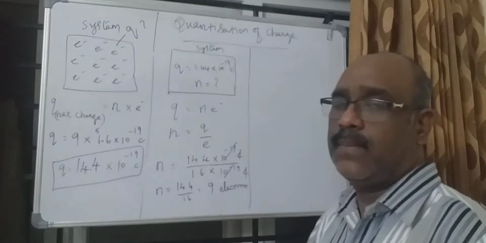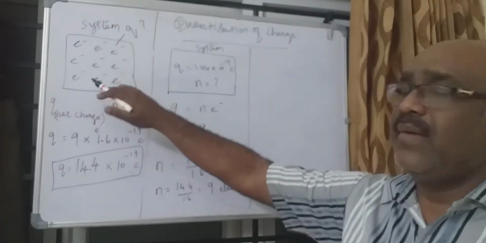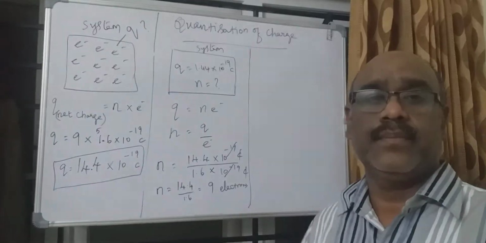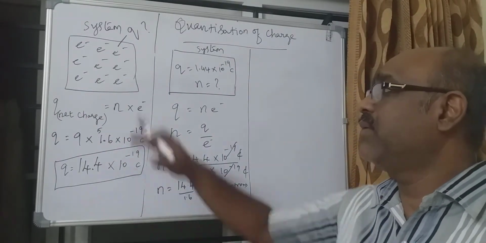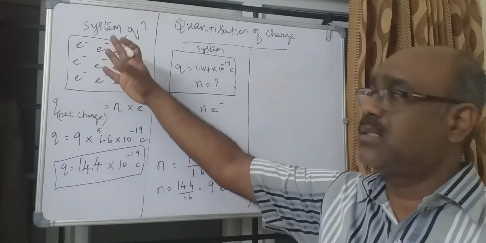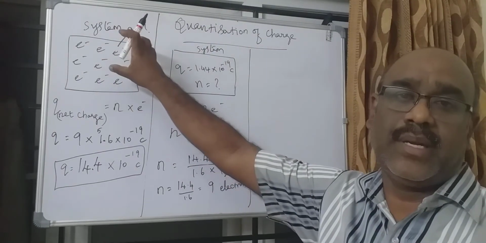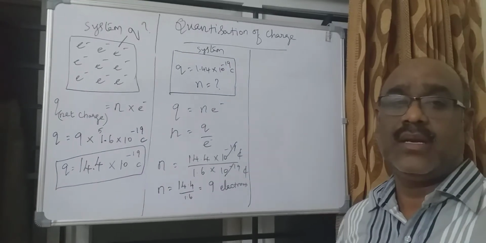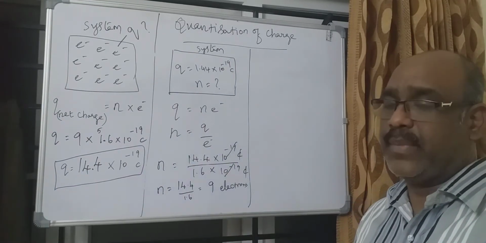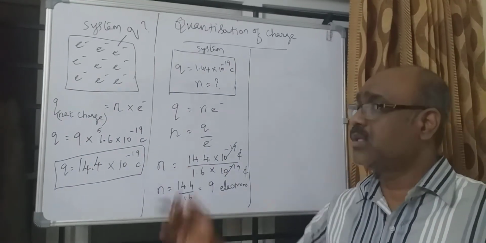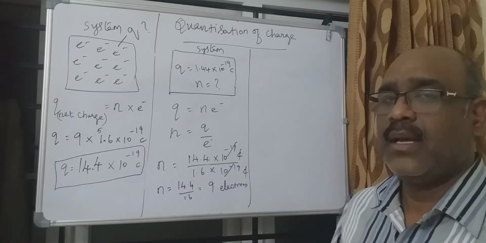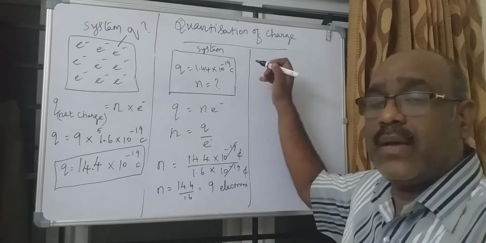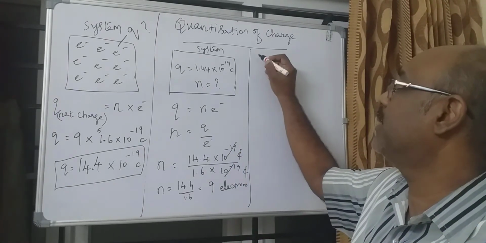So very simple, either they will give the net charge present in the system, or they will give the number of electrons present in the system. If the number of electrons is given, then we can find the net charge. If the net charge is given, then we can even find the number of electrons present in the system using the quantization of charge. So a very familiar problem will be asked in the board exam.